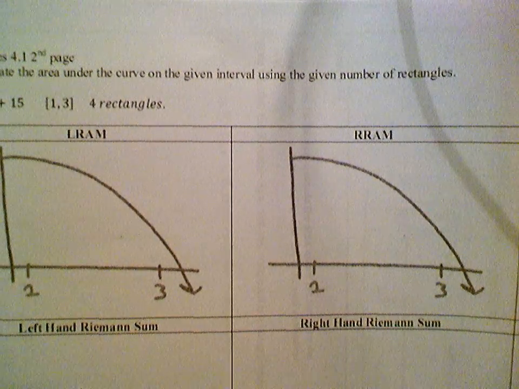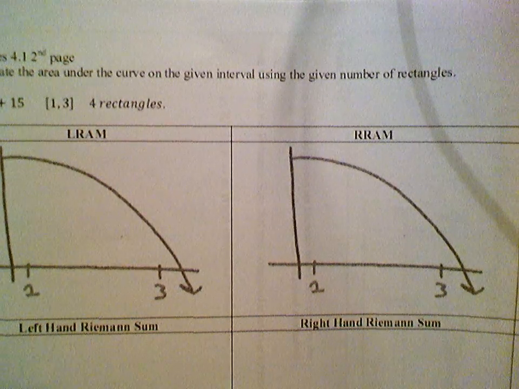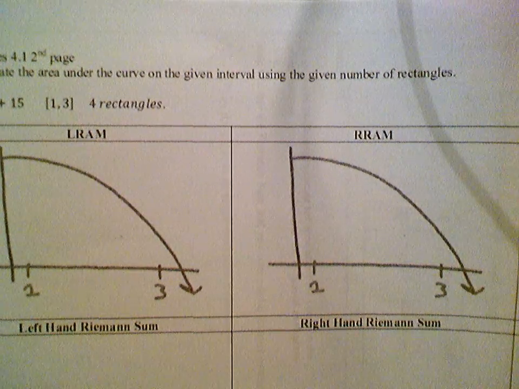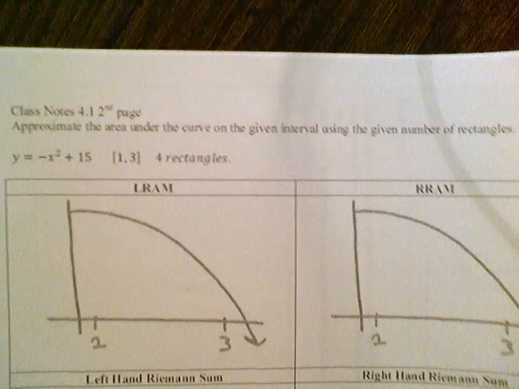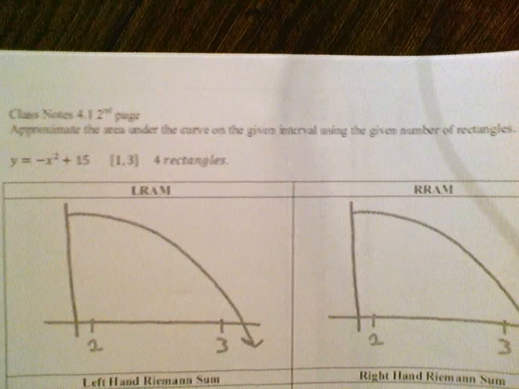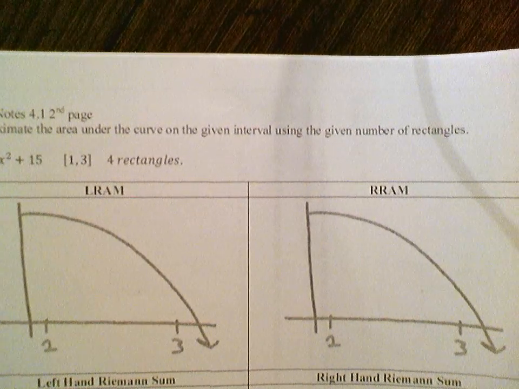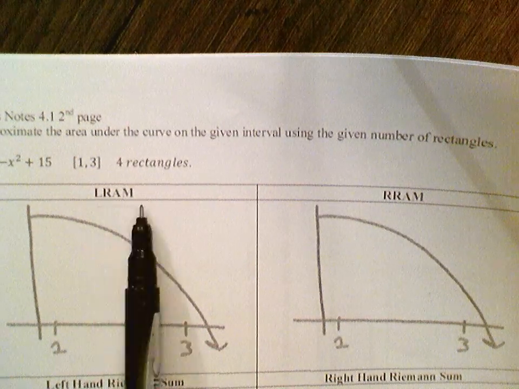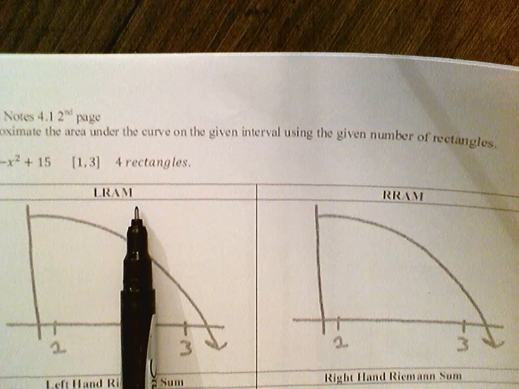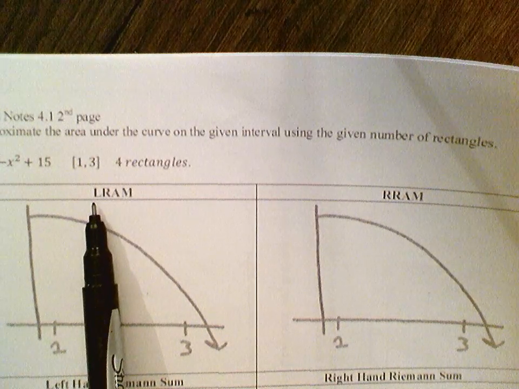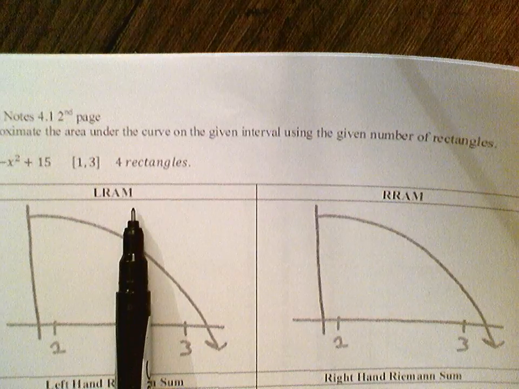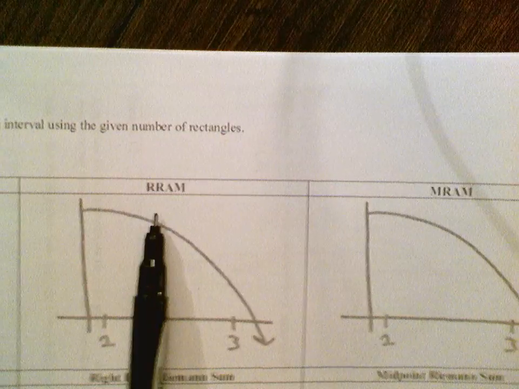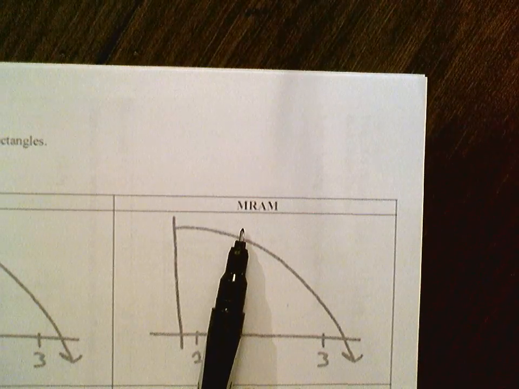Okay, so estimating area under a curve using rectangles. What you do is you add up all the areas of the rectangles, and adding up all the areas of those rectangles is called a Riemann sum. Okay, so approximate the area under the curve on the given interval using the given number of rectangles. What does LRAM stand for? It's the left Riemann sum approximation. RRAM is the right Riemann sum approximation, and MRAM is the midpoint Riemann sum approximation.